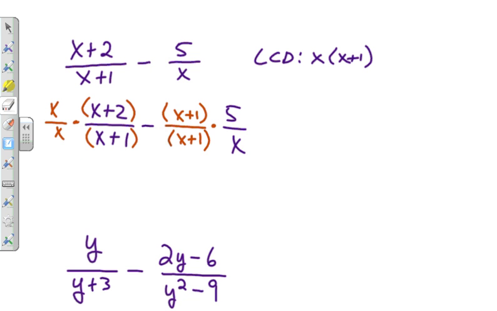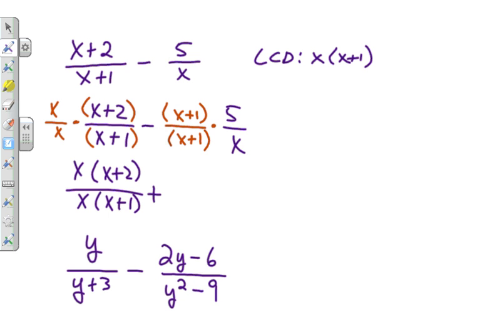Before I go further, watch, friends, I've got x times x plus 2 over x times x plus 1. Now I'm going to say plus negative 5 times x plus 1. I've got to make sure the subtraction gets carried through to everything it needs to. I changed this to an addition sign, and I gave the negative to the 5, and now that 5 will distribute through and make sure everything that's supposed to get subtracted gets subtracted.